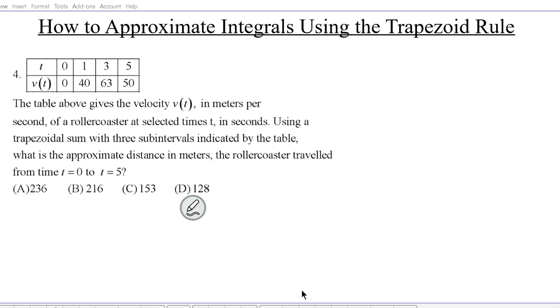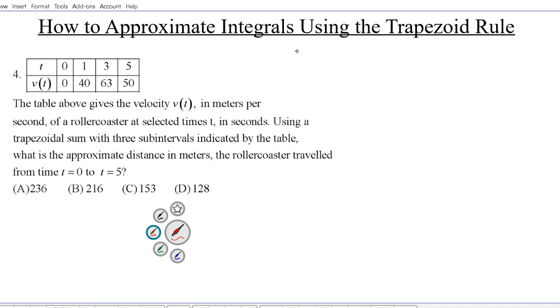Alrighty, let's take a look at question number 4. In question number 4, we're going to be assessed on how to use the trapezoid rule, or trapezoidal approximation, in approximating the value of an integral. The question reads: the table above gives the velocity v of t, in meters per second, of a roller coaster at selected times t in seconds. Using the trapezoidal sum with 3 subintervals indicated by the table, what is the approximate distance in meters the roller coaster traveled from t equals 0 to t equals 5?